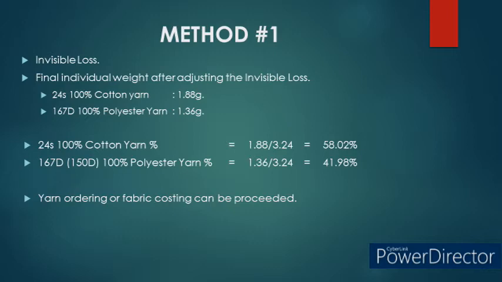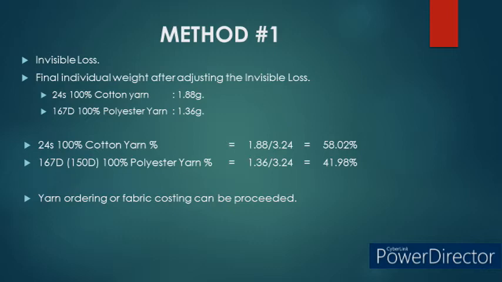I have adjusted the complete 0.01 gram to the 24's 100% cotton content because there won't be any invisible loss in the filament yarn. So, the final individual weights I have got here are 1.88 gram for the 24's 100% cotton and 1.36 gram for the 167 denier 100% polyester yarn.